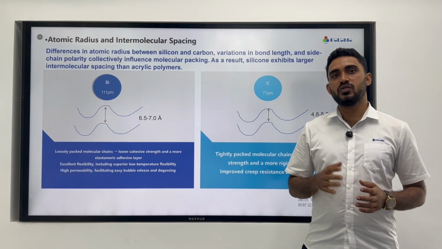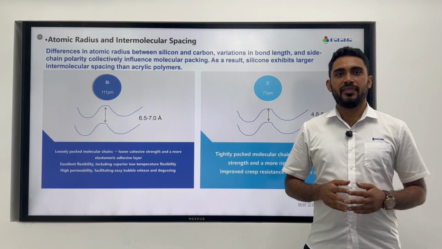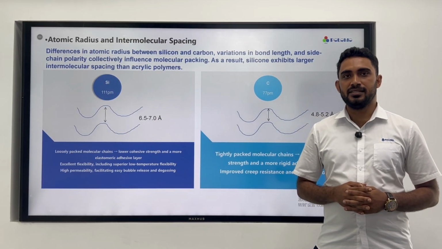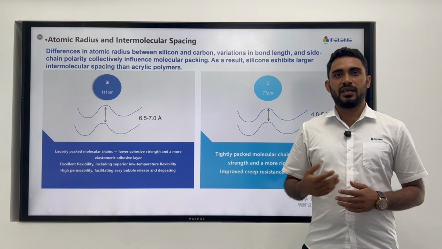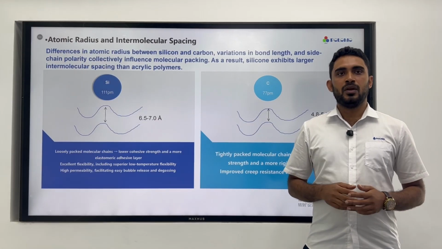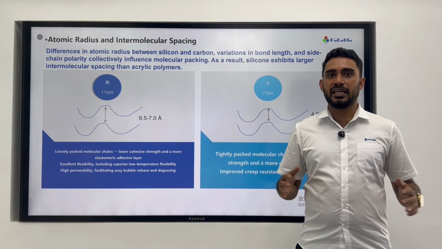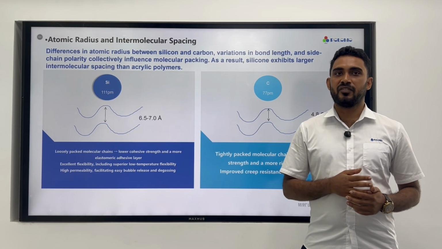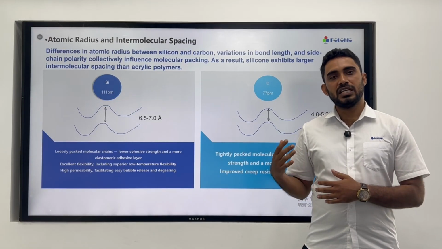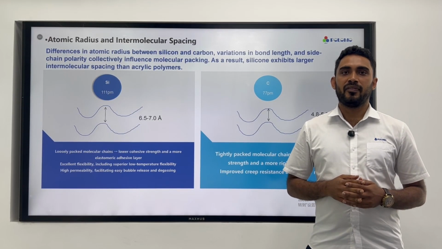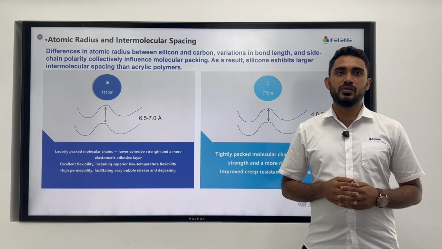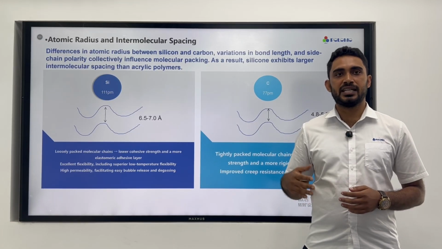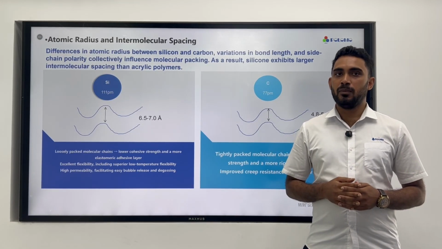With acrylic, those air pockets have nowhere to go. The molecules are packed too tightly, so after pressure is released, the air stays trapped and bubbles come back over time. With silicone, because the molecular spacing is larger, trapped air can disperse throughout the adhesive layer. And because silicone has higher permeability, the air can actually diffuse out through the material. When you release pressure, the system quickly reaches equilibrium, no bubbles left behind.